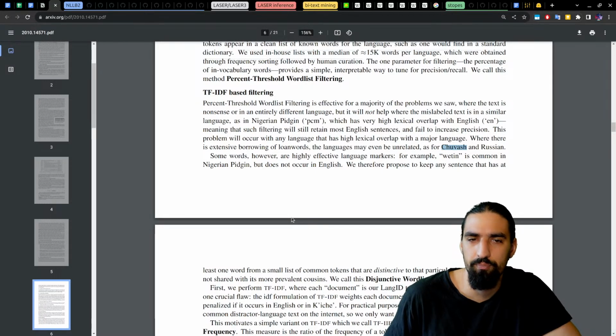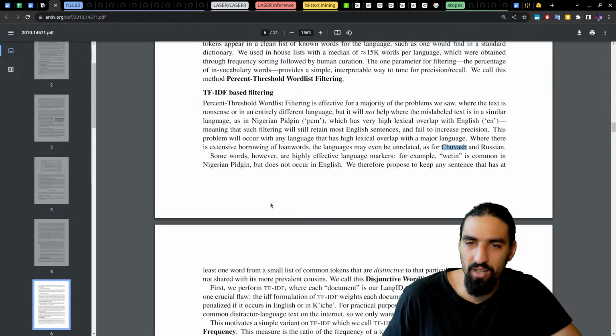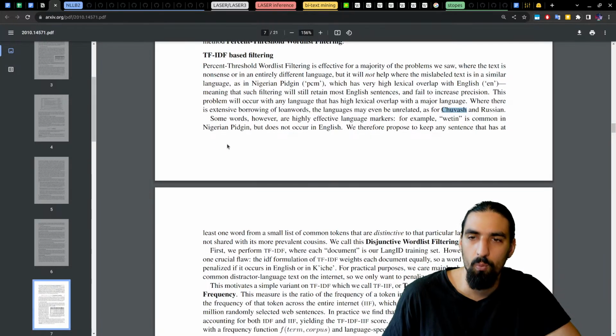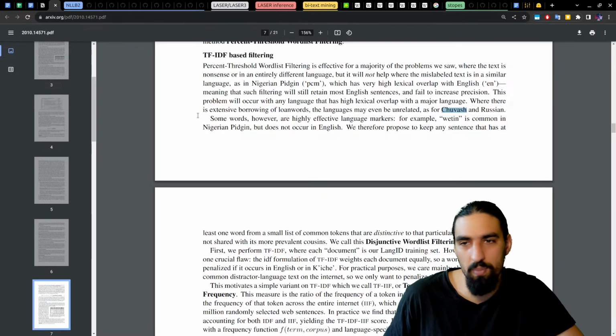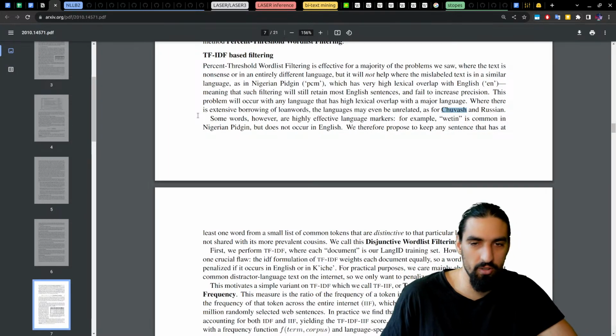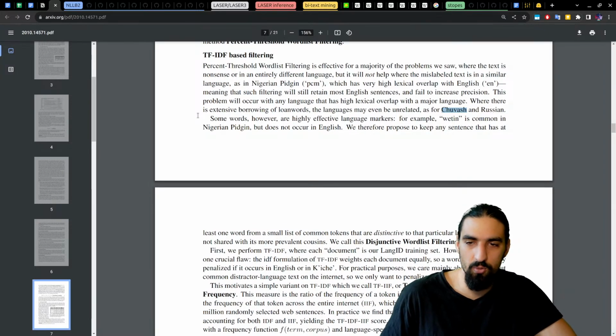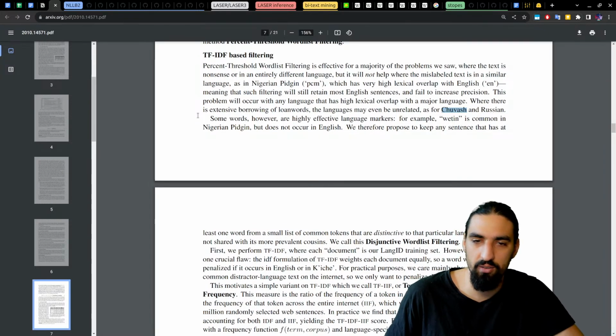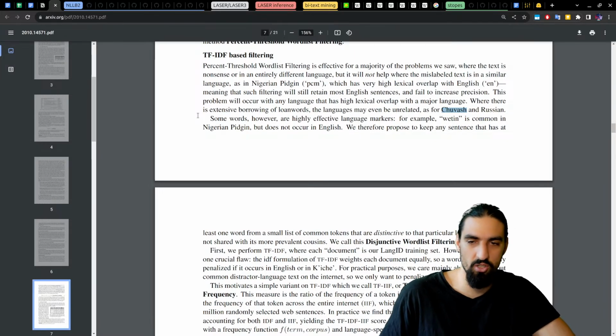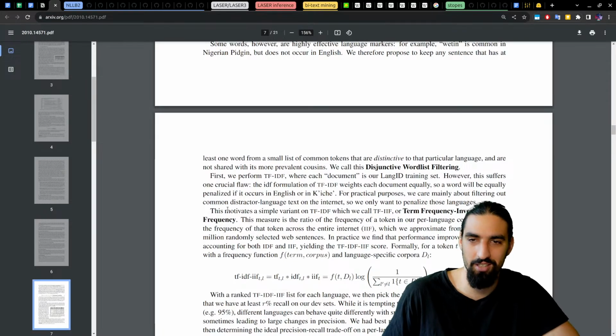Interesting. Some words, however, are highly effective language markers. For example, wetin is common in Nigerian Pidgin but does not occur in English. We therefore propose to keep any sentence that has at least one word from a small list of common tokens that are distinctive to that particular language and are not shared with its more prevalent cousins. We call this disjunctive word list filtering. Okay, just a ton of different heuristics, which makes sense.